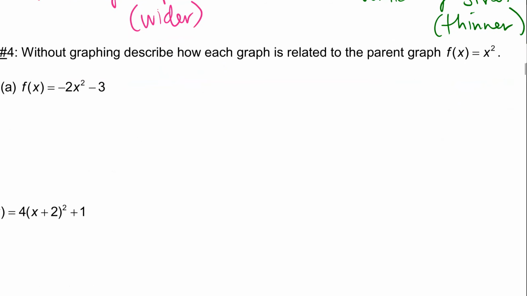Okay, so without graphing, describe how it's related. Okay, so first, I see the negative. That's going to be a reflection. Reflection, so it faces down.